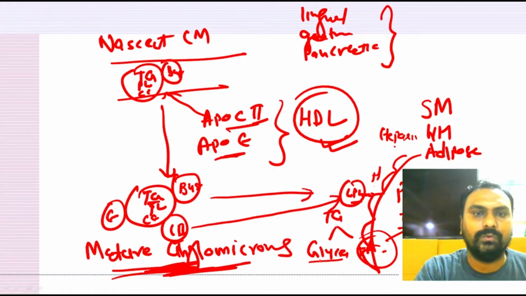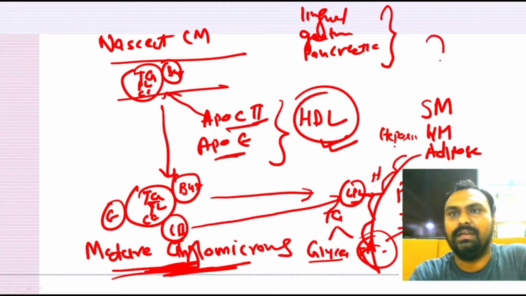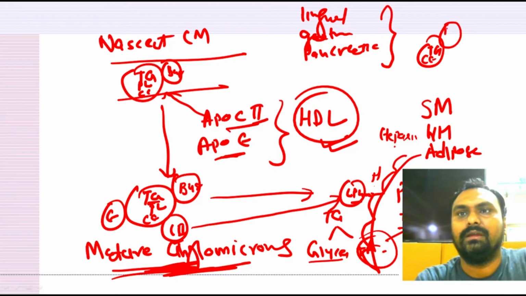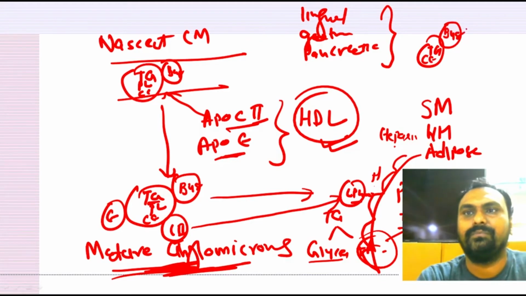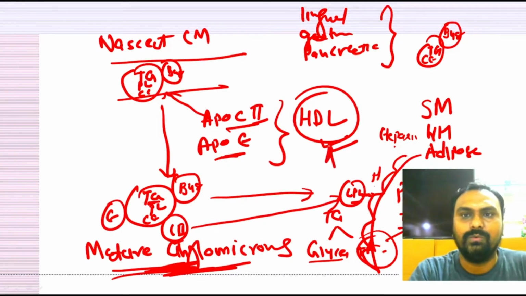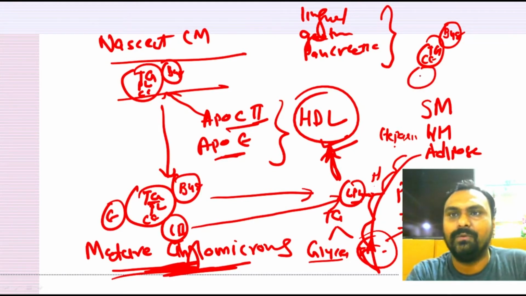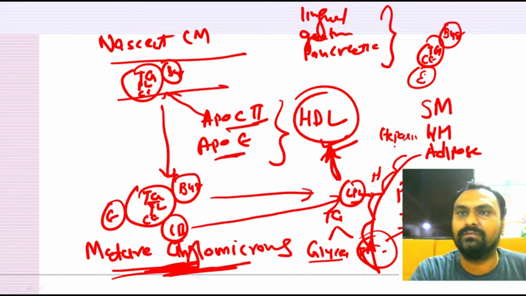liver. So now in this mature chylomicron, the triglyceride is reduced, and the content remaining is less triglyceride, cholesterol ester, phospholipid and ApoB48. Once the function is over, ApoC2 lipoprotein will go back to HDL. And the remaining is ApoB48, ApoE along with this less amount of triglyceride and cholesterol ester.